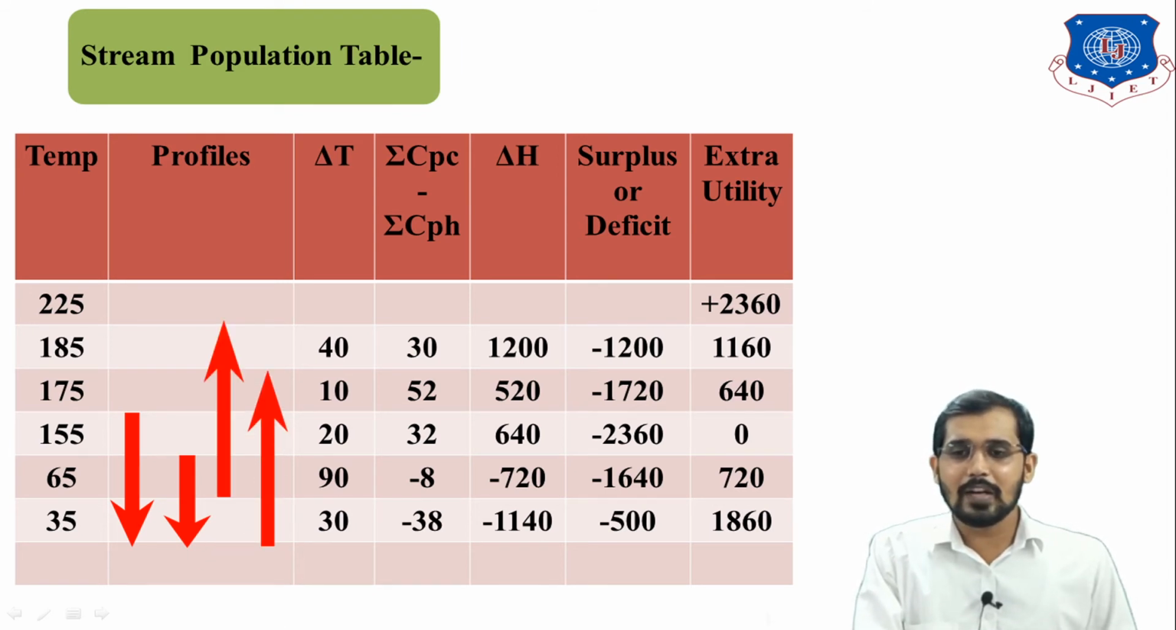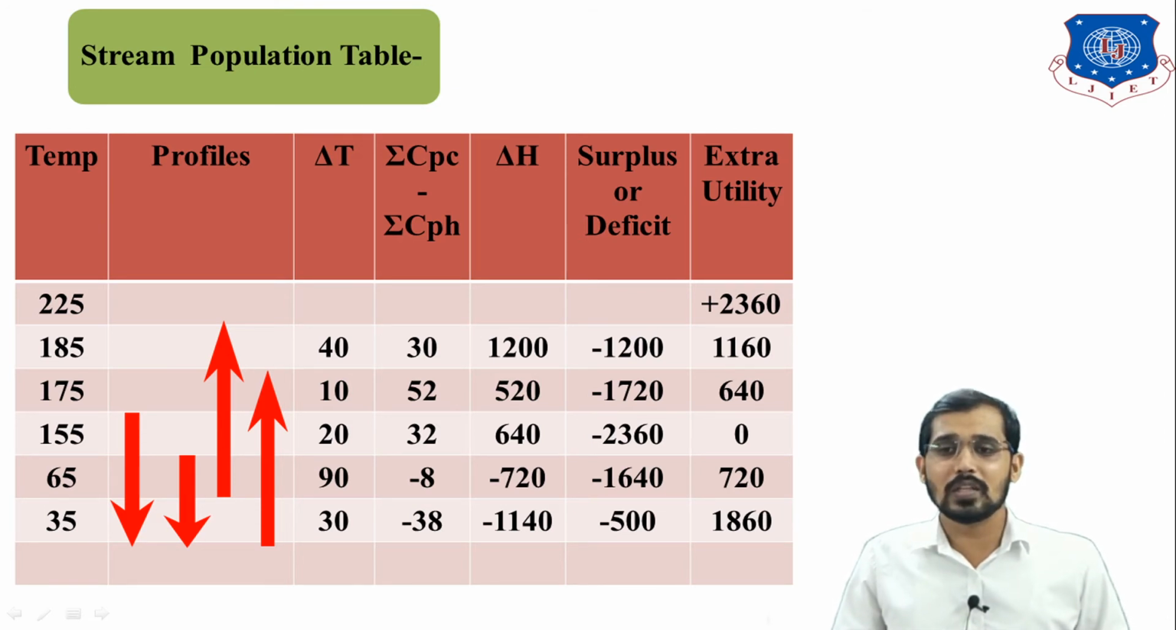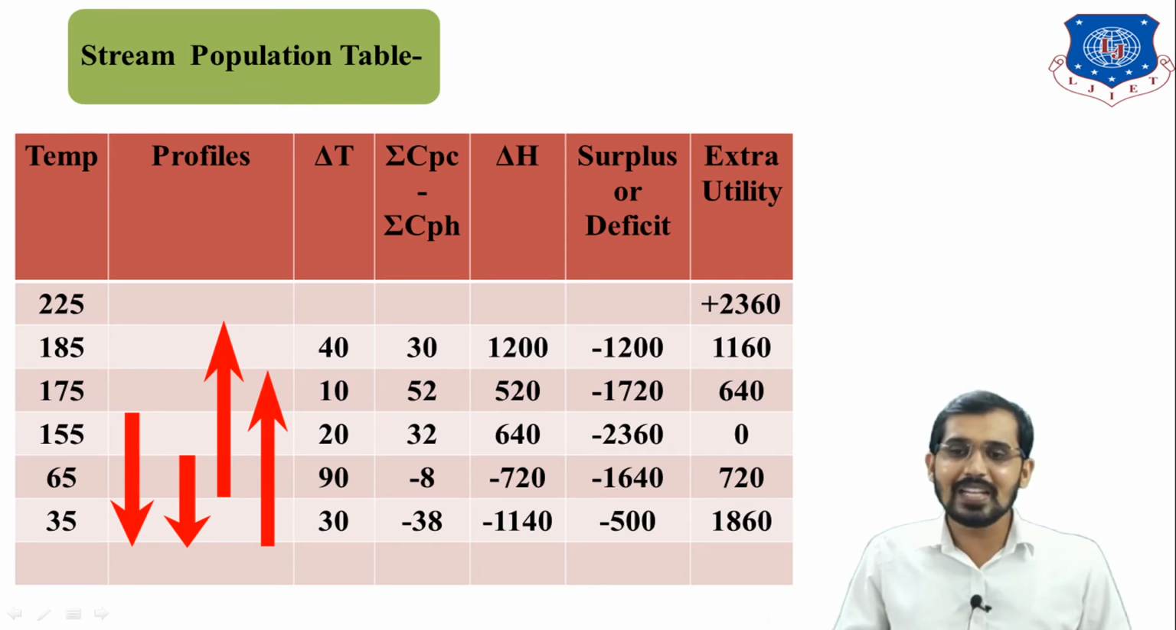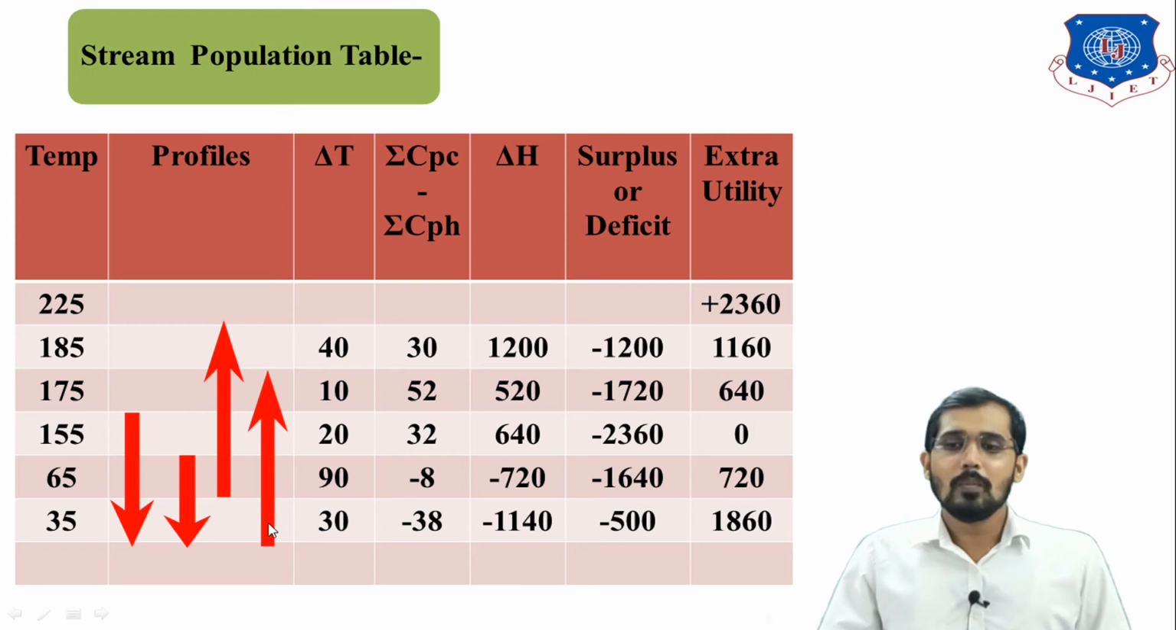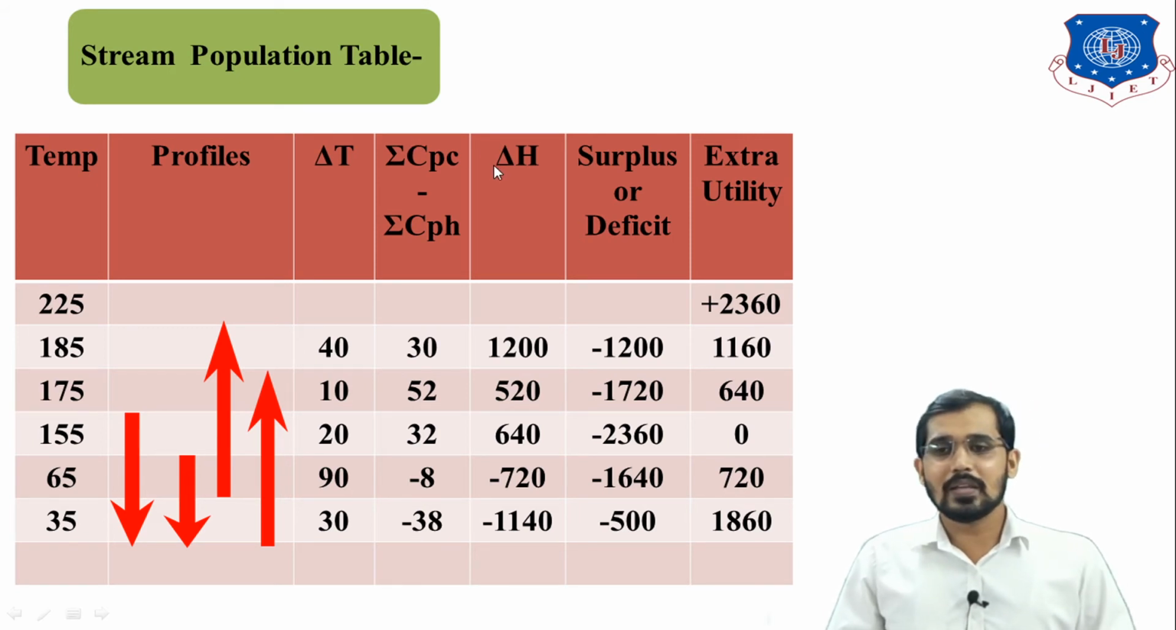Similarly we will calculate for the next stream, that is minus 8. Here the summation of specific heat for the C1 stream plus the C2 stream, that is C1 plus C2 minus H1 minus H2, you will get minus 8. For the last stream, only three streams are available, that is C2; C1 is not available. So C2 minus H1 minus H2, meaning the heat flow rate for the C2 stream minus the H1 stream and H2 stream, you will finally get minus 38. Done.